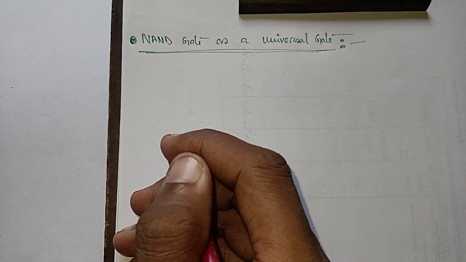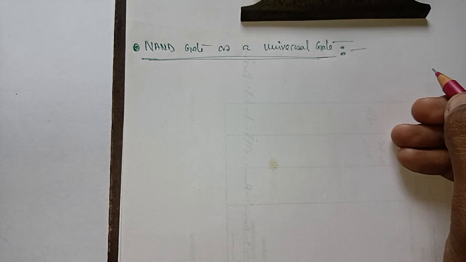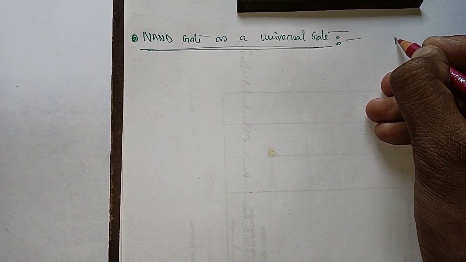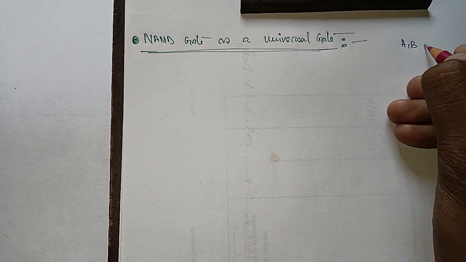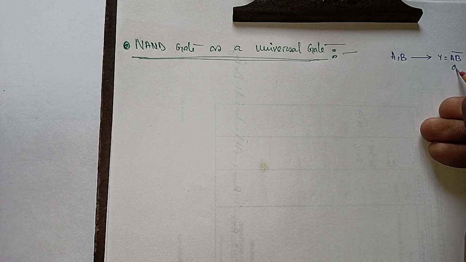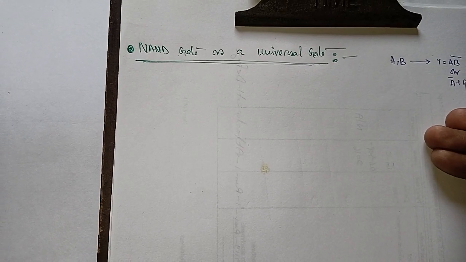So in the previous video we discussed the NAND gate, its logic diagram, and its truth table. If A and B are the inputs of the NAND gate, then Y is equal to (AB) bar, or we can say A bar plus B bar.